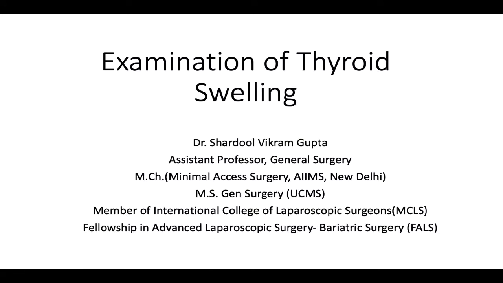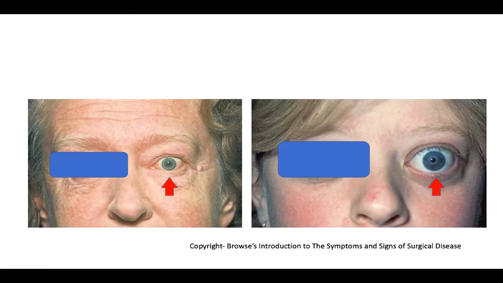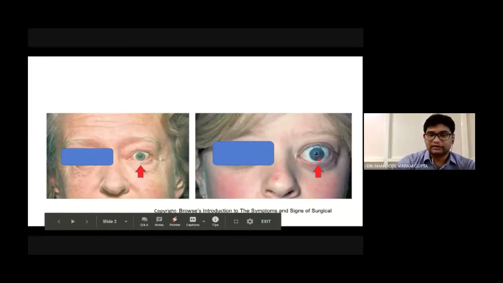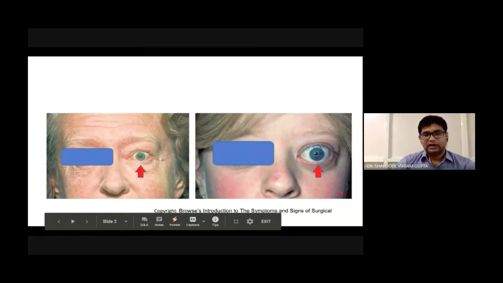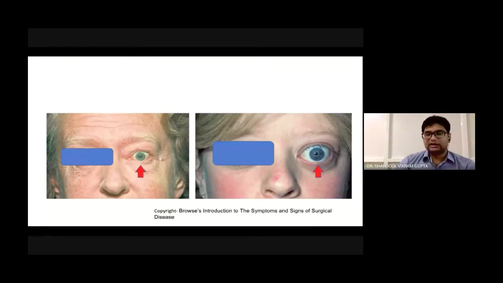We shall discuss examination of a thyroid swelling. So basically, can you guess what is the difference between these two eye signs? One on the right side and one on the left side. This eye, and one of the pictures is this eye. What do you infer from these two pictures? Exophthalmos. Are they similar or are they different?